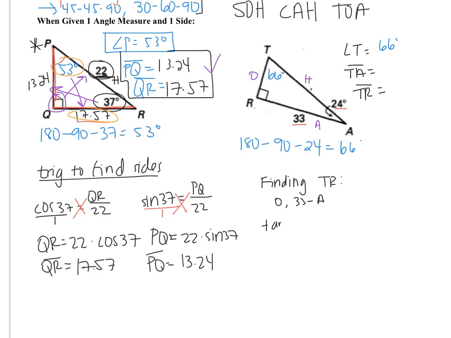So I'm going to get the tangent of 24 equals my opposite side, which is TR, over my adjacent side, which is 33. Now, if I put this over 1, I can do the cross products. So I get TR equals 33 times the tangent of 24. Now, remember, don't multiply 33 and 24. You want to do 24 tangent of 24, end your parentheses, and then multiply by 33. When you do that, you get TR to be 14.69.